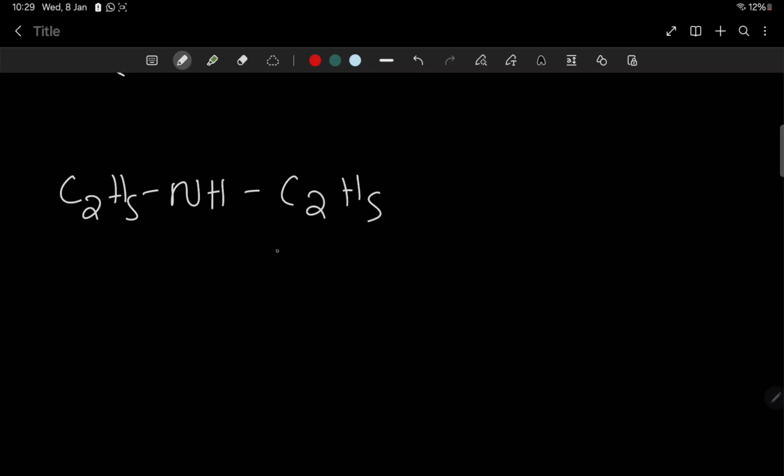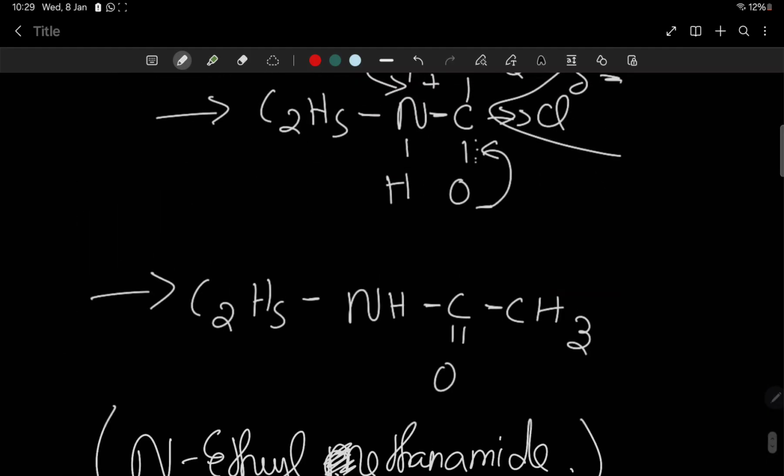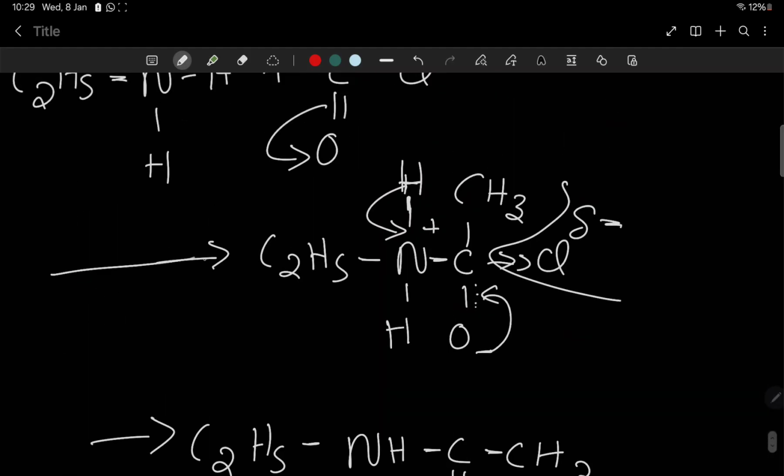Okay, one more we will do like the same. That is C2H5NHC2H5 plus CH3C double bond OCl. This is carried out, I forgot to write here, in presence of base. The condition is that the base should be stronger than the amine.